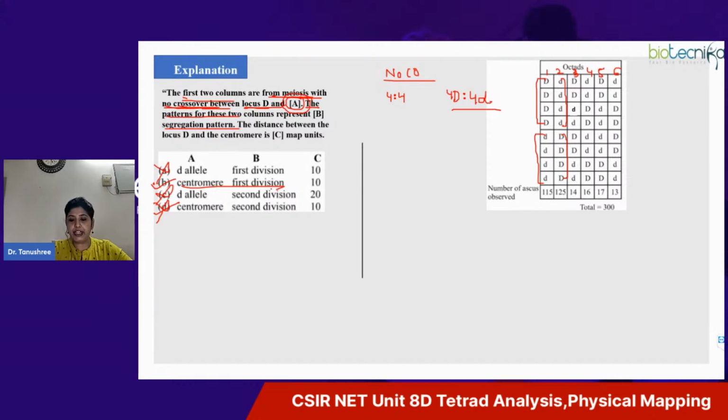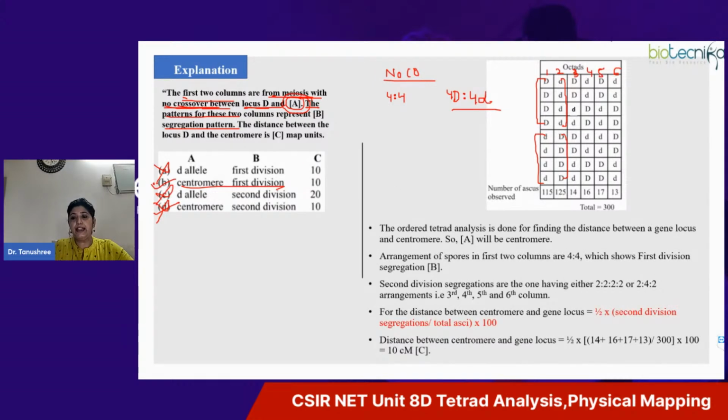The first division segregation pattern happens. And finally, if you look at these ratios, these are 2:2:2:2:2. This is again 2:2:2:2:2. If you see here, this is 2:4:2, and this is also 2:4:2. So this only happens when there is a crossing over, right? So to find out the distance, you know the formula. It is half into M2 SK, by total progeny into 100, right?